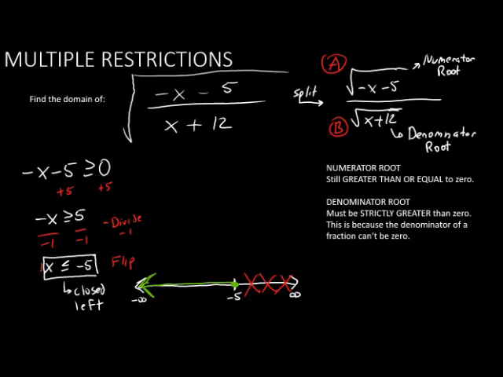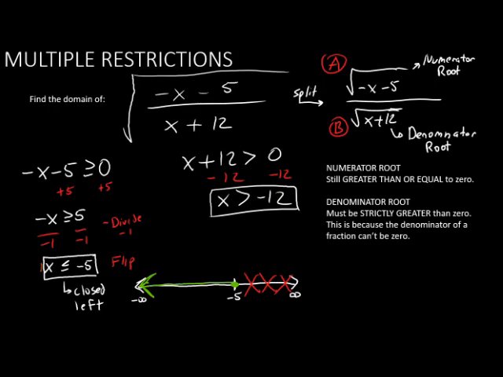Now we examine the denominator, x plus 12, and we'll say strictly greater than 0 because it's the denominator root. We will not include the equals here. To get x by itself, we subtract 12 from both sides, and we'll end up with x strictly greater than negative 12.